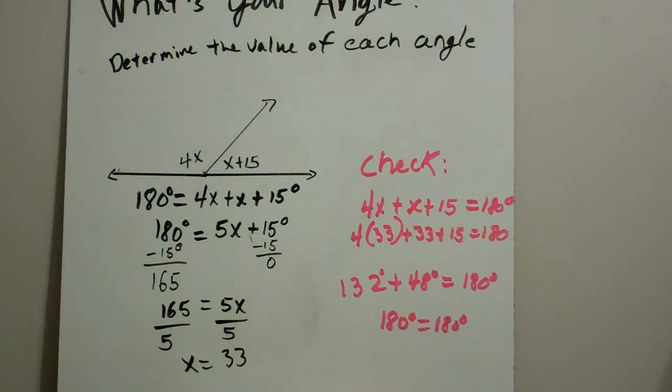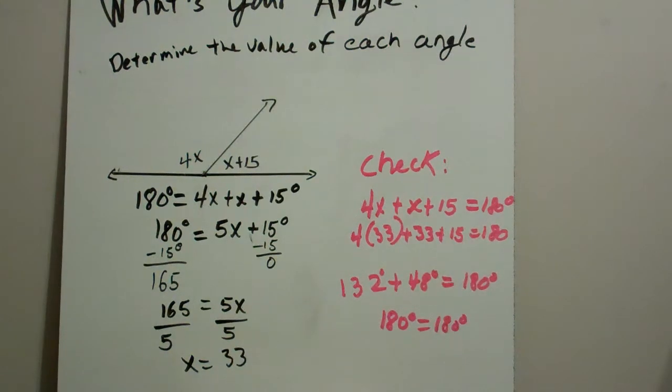So I have 180 degrees is equal to 4x, which is my larger angle, plus x plus 15, which is my smaller angle. I combine like terms. I have 180 is equal to 5x plus 15. I can combine the 4x and the x. And then from there I can subtract 15 from both sides, and I'm left with 165 is equal to 5x. If I divide by 5 on both sides, I get x to be 33.